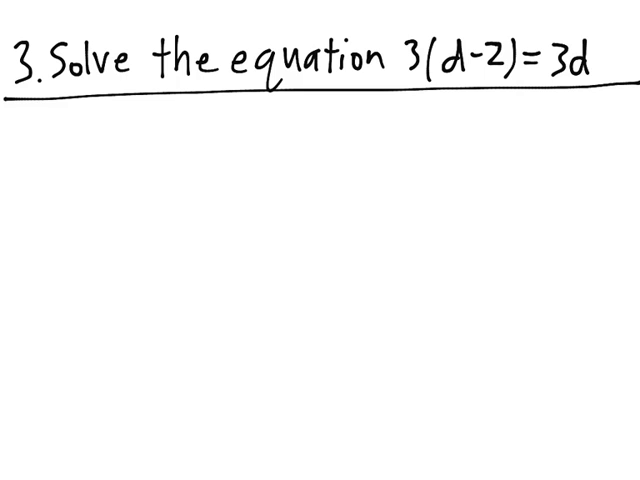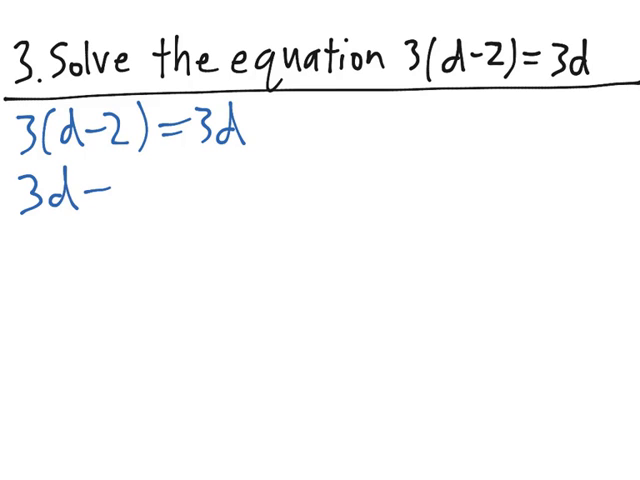Problem 3. Solve the equation 3 times (d minus 2) equals 3d. First we write out the equation, 3 times (d minus 2) equals 3d. And now, since there's things in parentheses on the left side, we want to use the distributive property to simplify it. This is 3d minus 3 times 2 is 6 equals 3d.